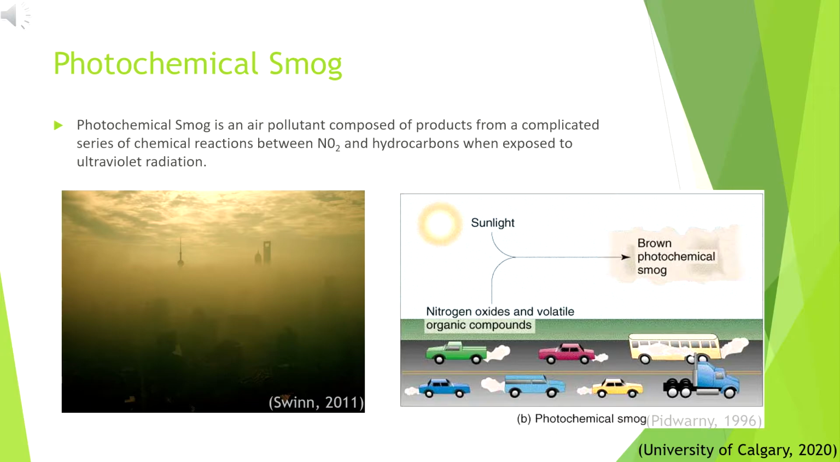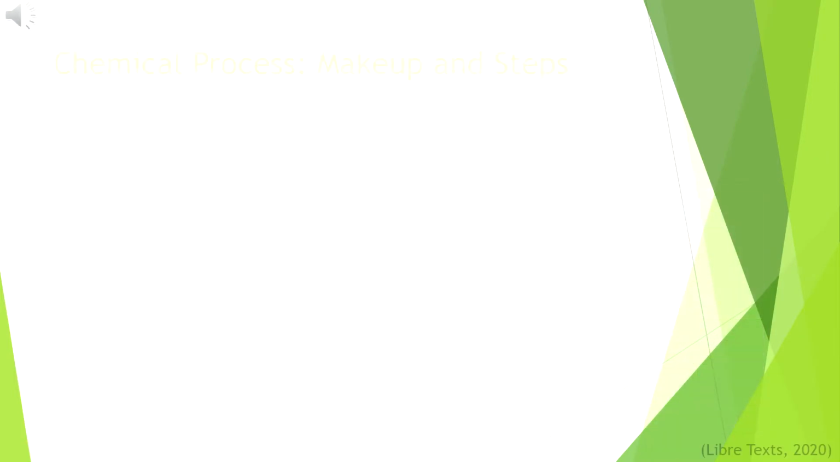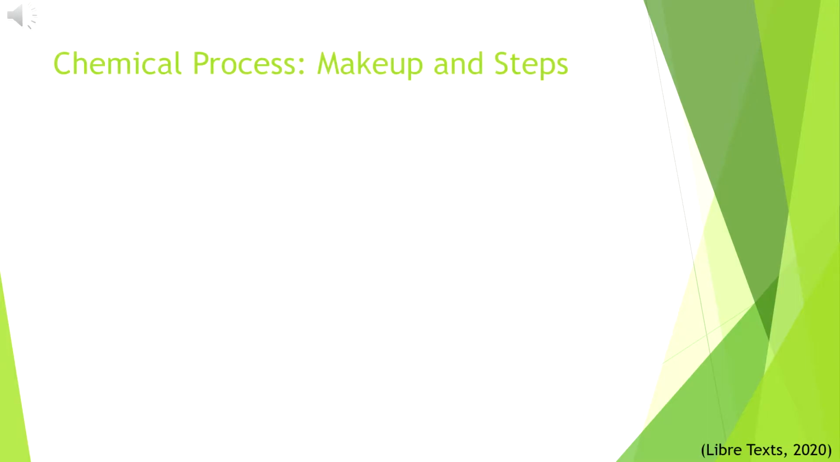Photochemical smog is an air pollutant created through a complicated series of chemical reactions between nitrogen dioxide and hydrocarbons when they are exposed to ultraviolet radiation. Smog is made up of many different pollutants, two of the biggest being PANs and ozone. There is not a single chemical equation to explain it, but a complex process as to how it's formed.